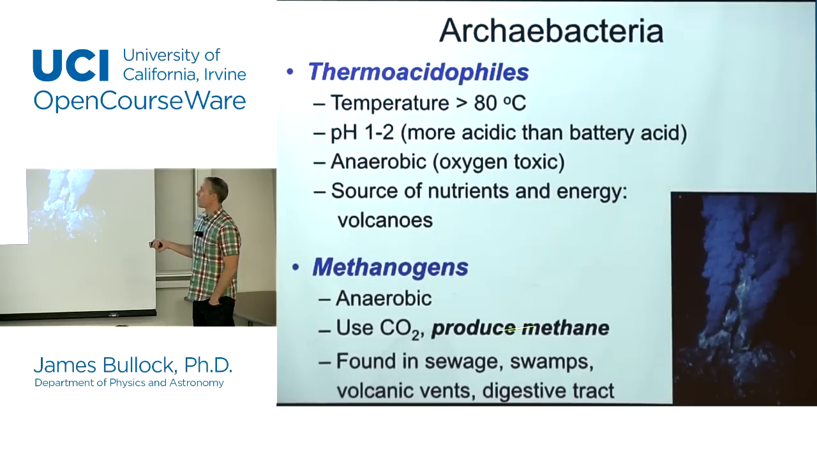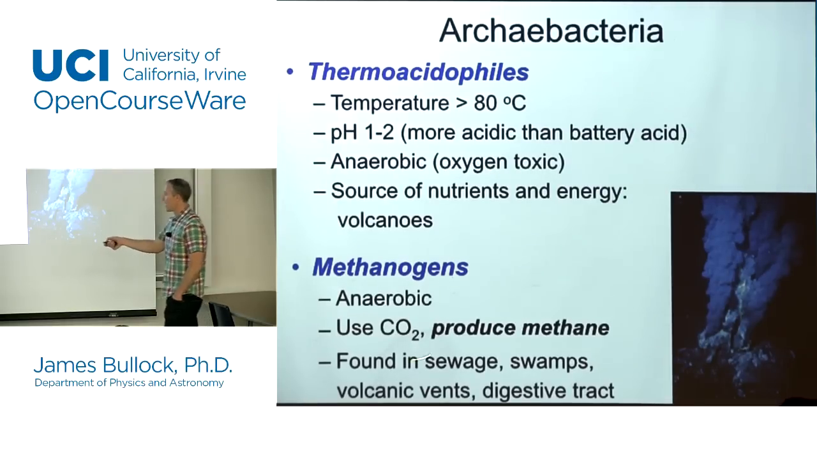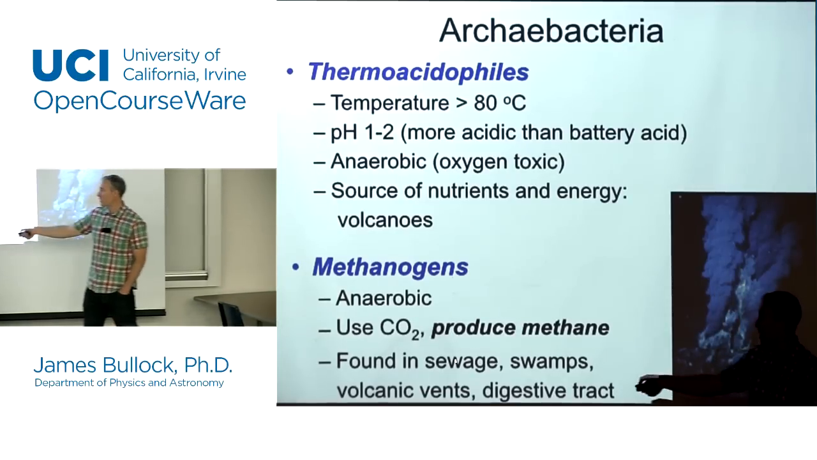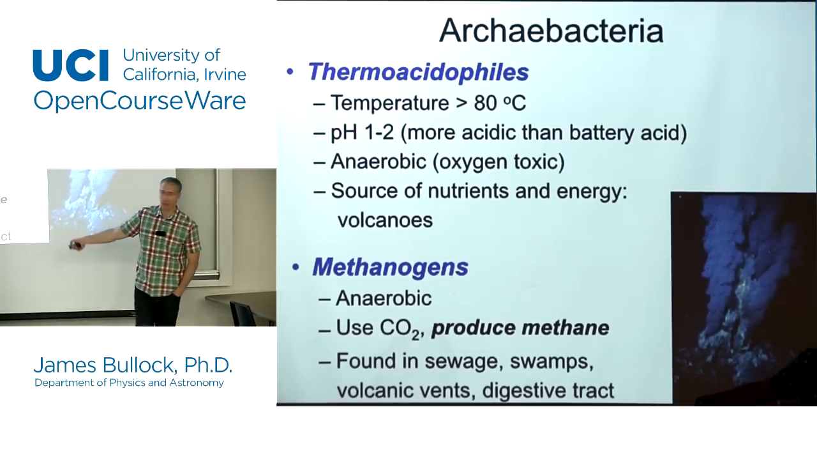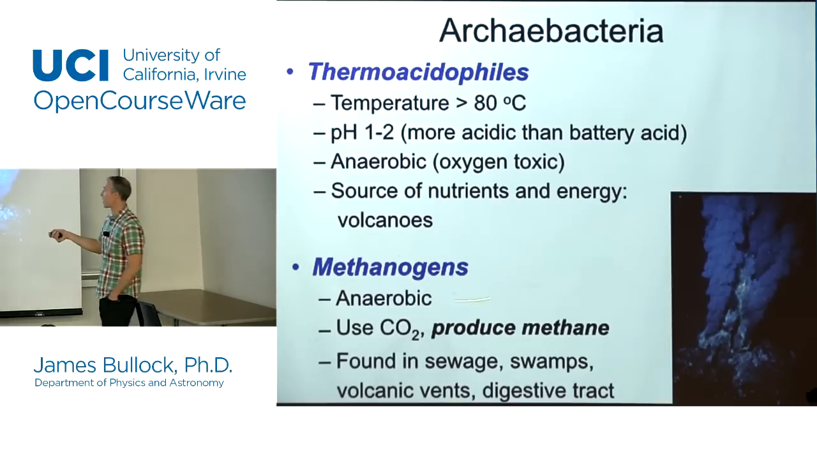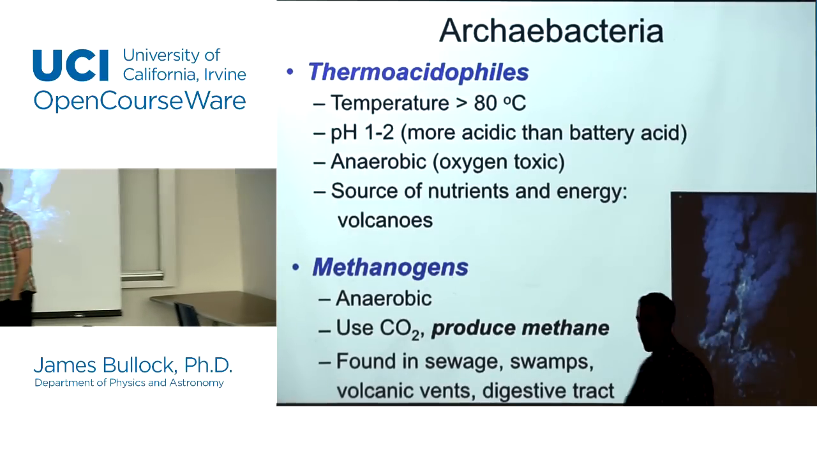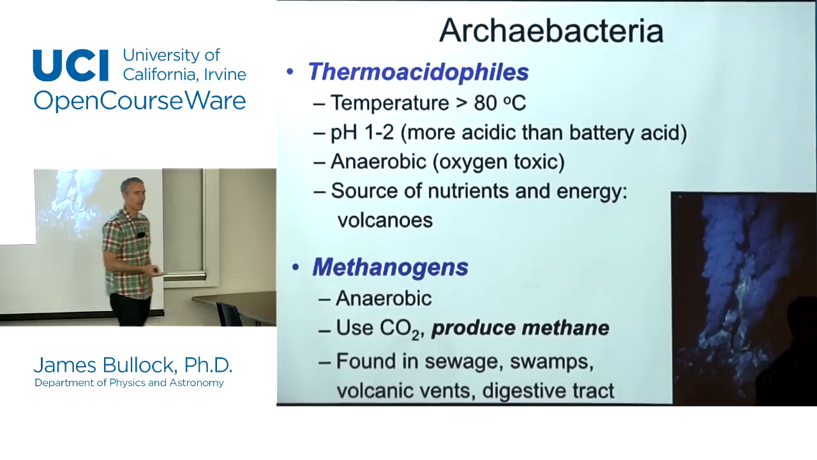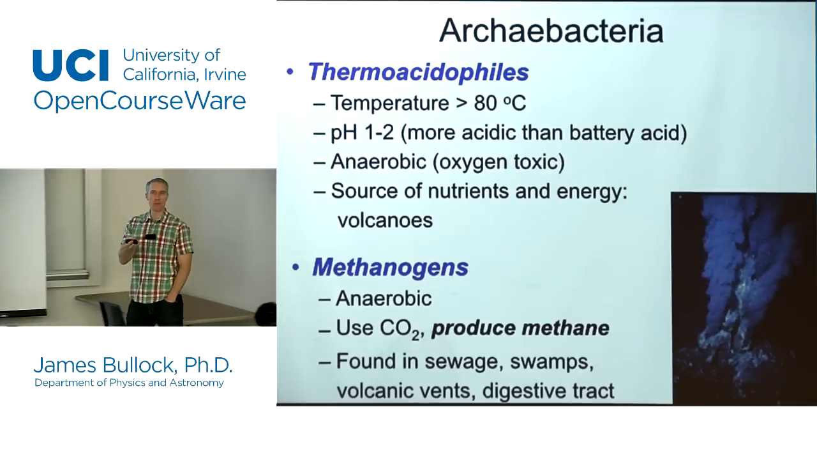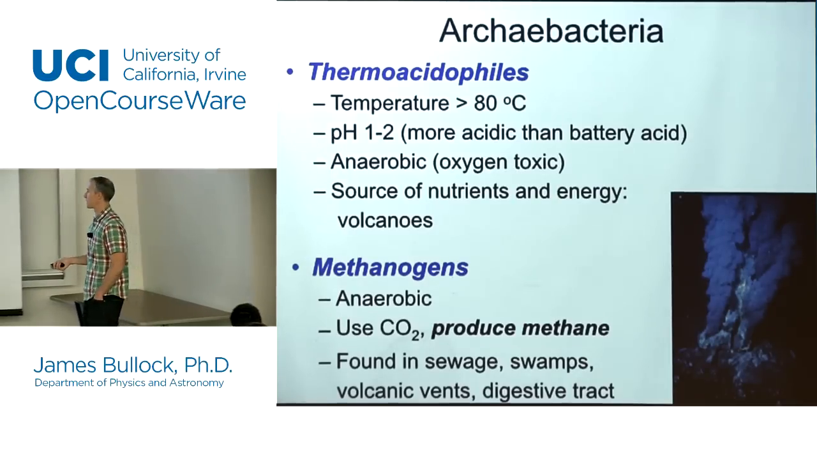There are also these things called methanogens that are anaerobic, that is, they're oxygen toxic. They use carbon dioxide to produce methane, okay? And you see them in sewage and swamps and volcanic vents. So there's this type of archaea bacteria that produce methane as part of their life cycle. And it's stuff like this that we think may have been analogs to what was going on in the early Earth.